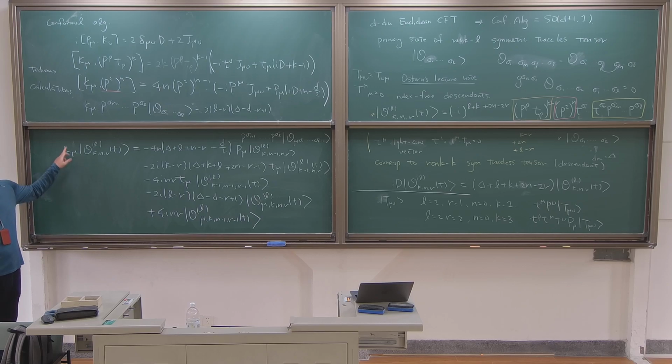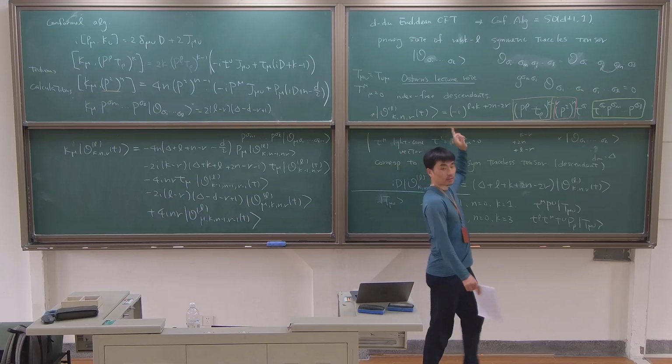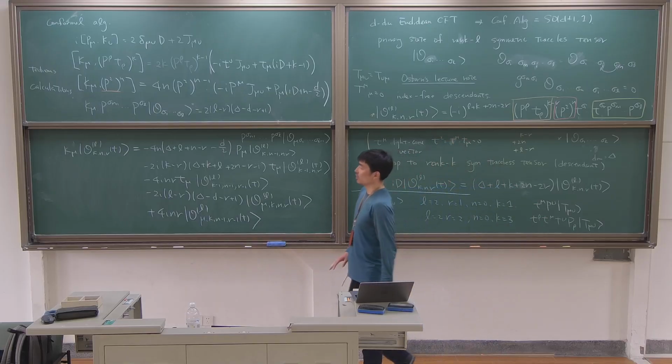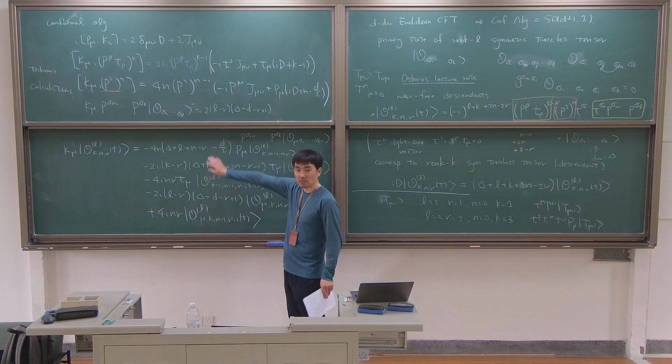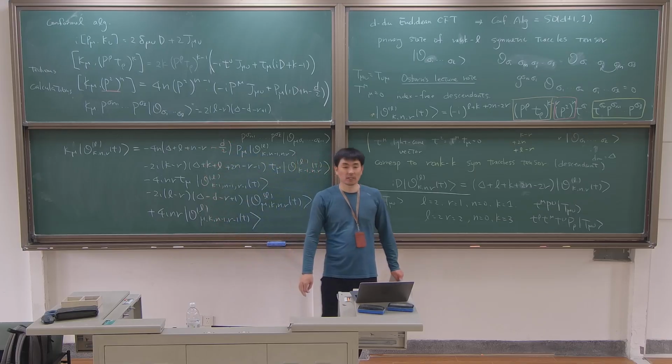How does K act on the descendant constructed here? And the question is when this right hand side becomes 0. That is a singular vector. Okay. That is a singular vector.